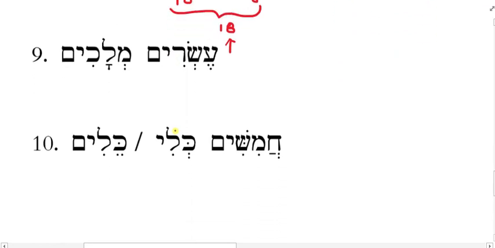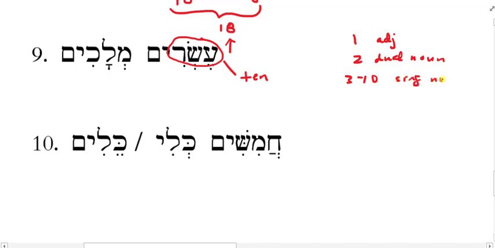Look at number 9. We have Esrim Malachim. Esrim Malachim. Looking at the Esser part here, what number does that look like? Yeah, that looks like the number 10. But here's the question. Is the number 10 a singular noun or a plural noun? It's singular. The number 10 is a singular noun. Okay? So if you remember, the number 1 is an adjective. The number 2 is a dual noun. The numbers 3 through 10 are singular nouns. So the number 10 can never be plural and still be the number 10.